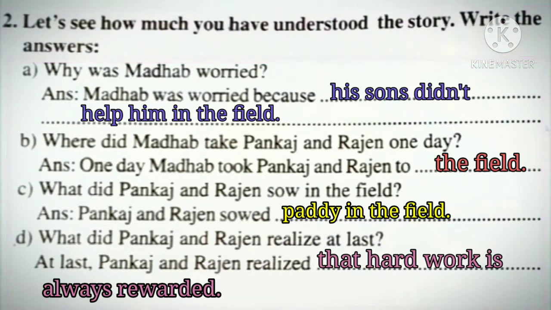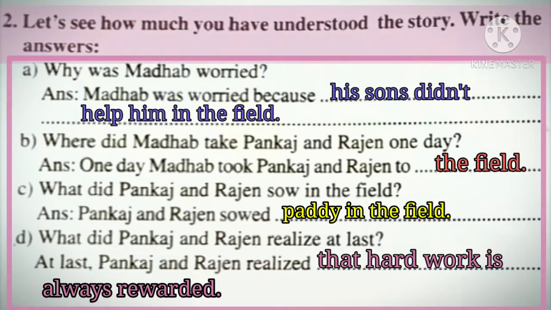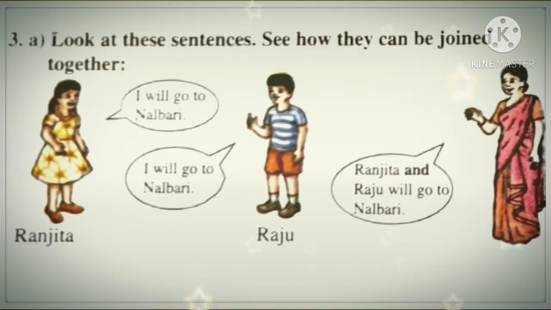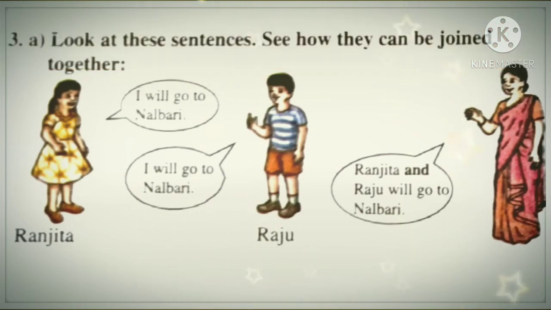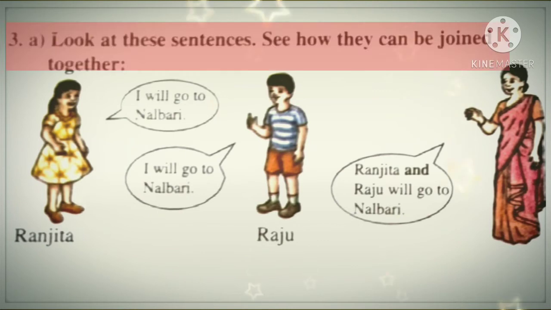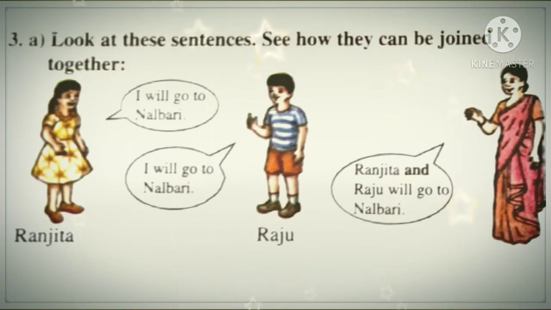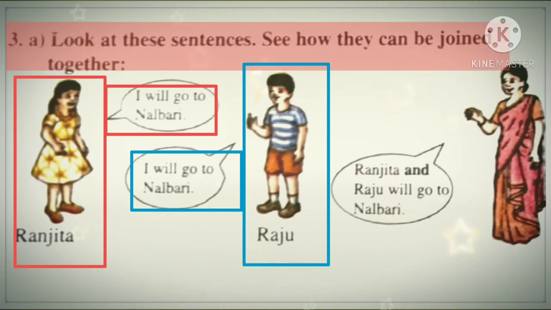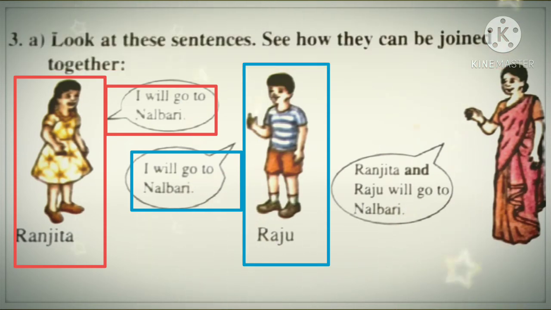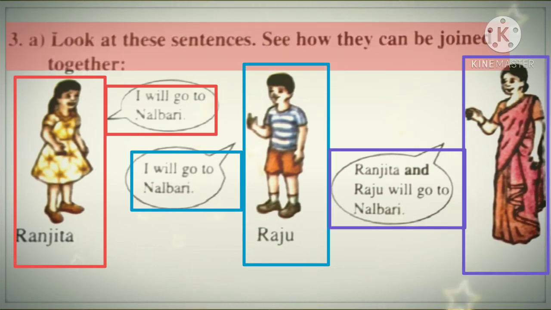Now let's see what's given in activity number 3. 3A. Look at the sentences. See how they can be joined together. Students, here we are asked to look at the sentences spoken by Ranjita and Raju and then see how their sentences are joined together by their teacher.